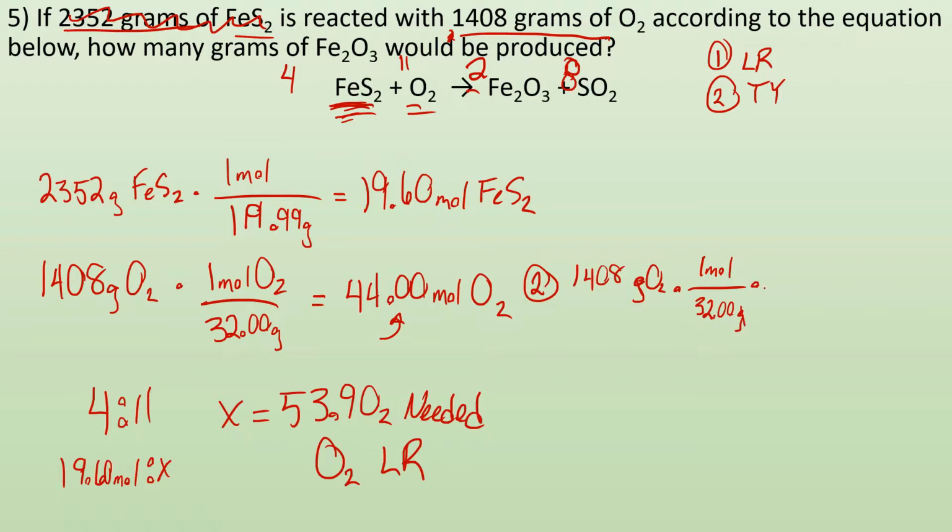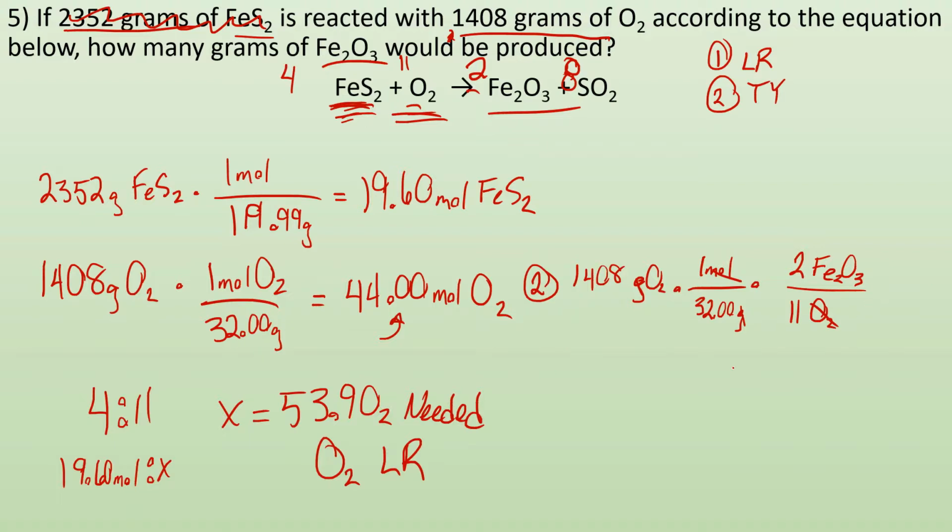And now I can look at my balanced chemical equation. They want to know about Fe2O3 and O2. Well, I know that for every 11 O2, I can make 2 Fe2O3s. So my moles of O2 cancel out. Now I got moles of Fe2O3. And then the last step is to get it in grams because it wants it in grams.